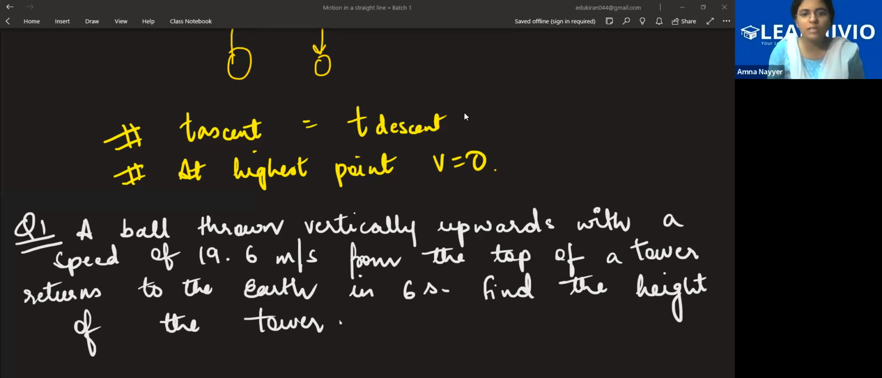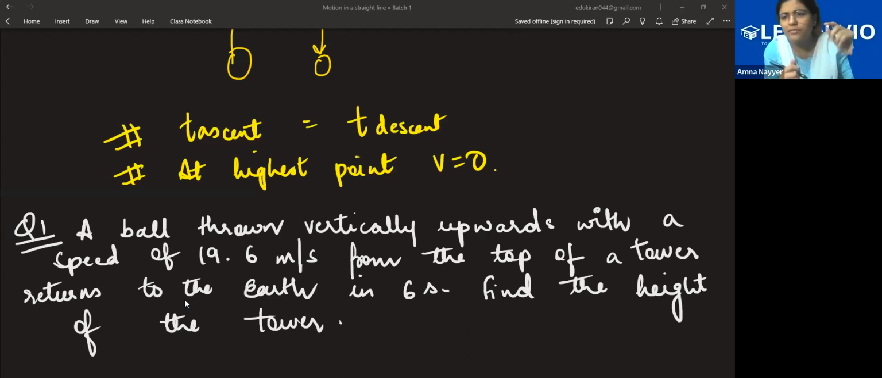It says a ball is thrown vertically upwards with a speed of 19.6 meter per second from the top of a tower. Means the ball is kept at the top, and thrown with a speed of 19.6 meter per second. Now, what is the question saying further? It says it returns to earth in 6 seconds, and we have to find the height of the tower.